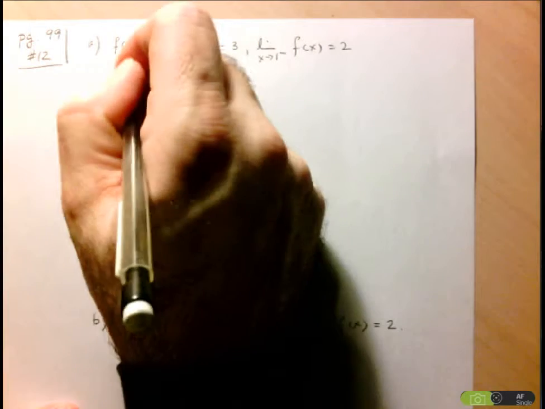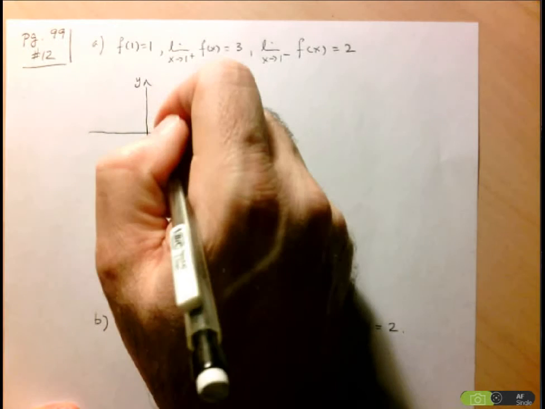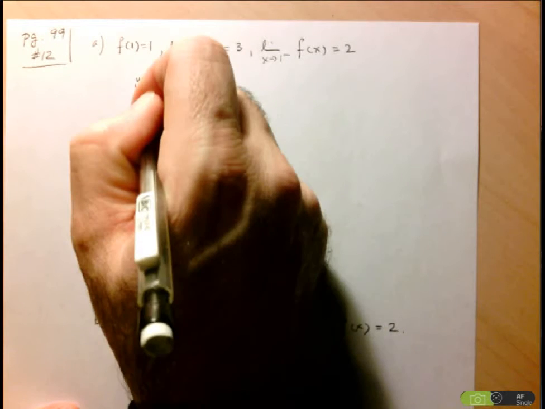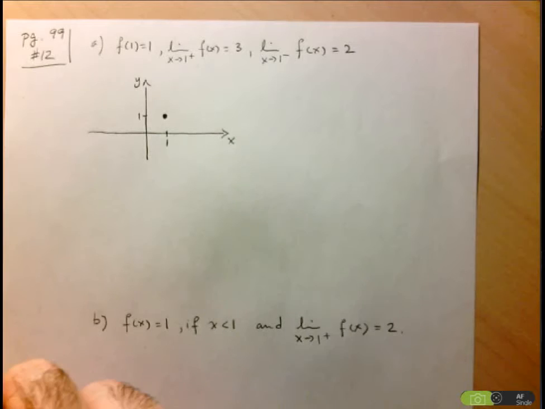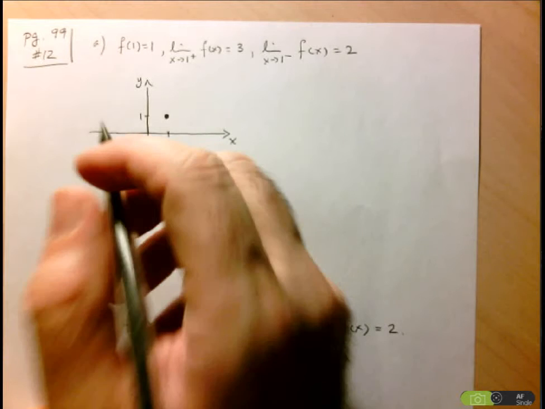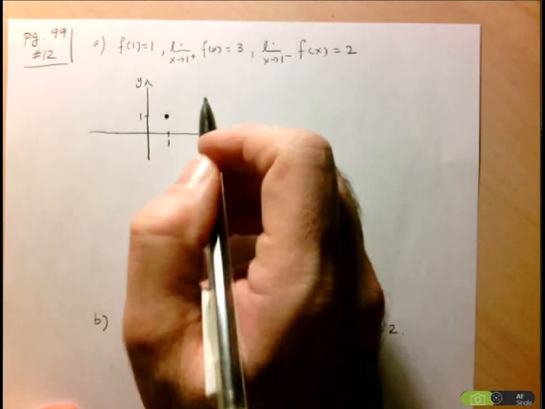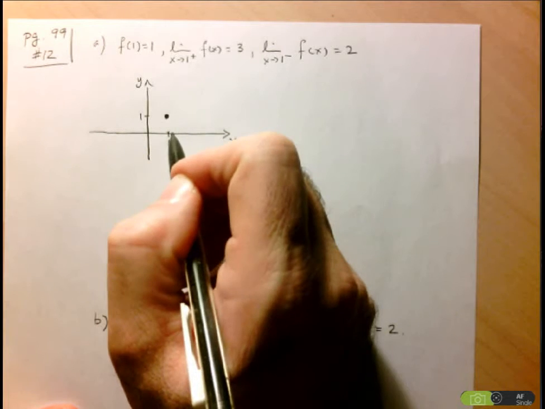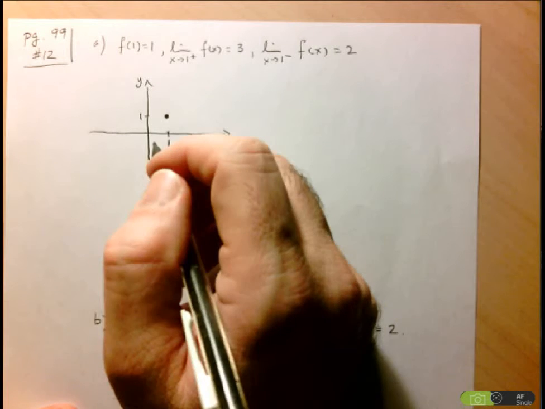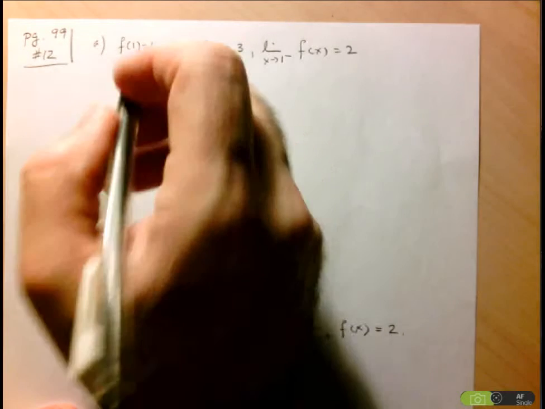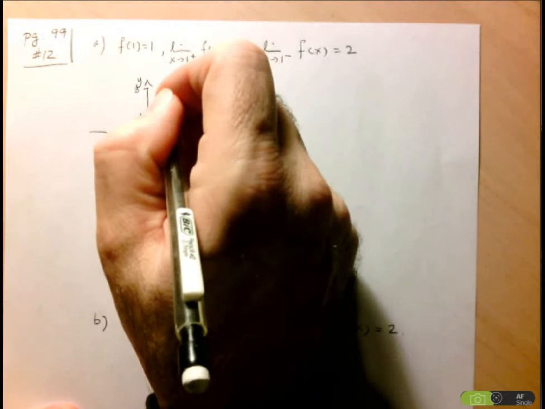Okay, so let's start off here. The first thing they tell us is that f at 1 is equal to 1. So at 1, the y value of this function is equal to 1, and I'm going to draw a point there. Then they tell me that the limit as x approaches 1 from the right of this function is 3. That means it's approaching 3, so let's say this is 3 up here. As we're getting closer, it's approaching 3.